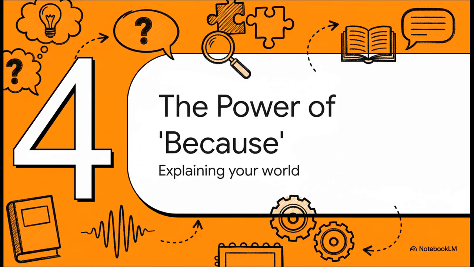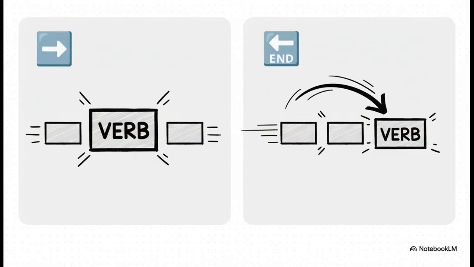But the best stories aren't just about what happened. They're about why it happened. And this is where things get really, really interesting. So to explain why, you need a word for because. In German, you've got a couple of options, like Denn and Weil. And what's wild is that this tiny choice totally changes the rhythm of the sentence.